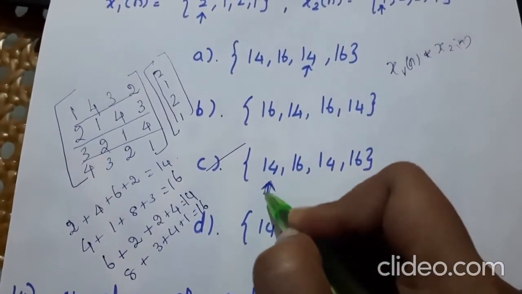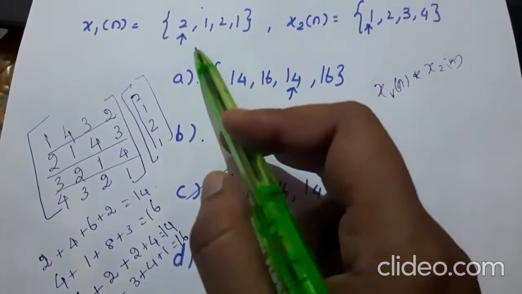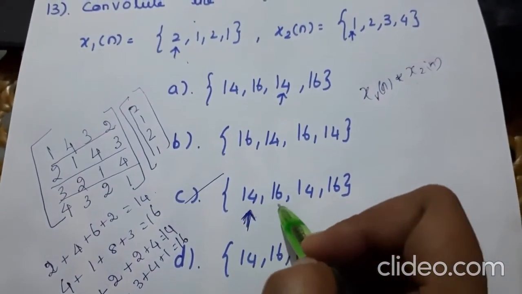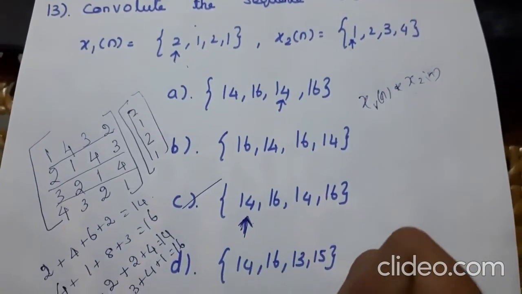Starting by this, here is 0 because both the sequences started with 0 value. So the answer also started with 0 value. So C is the answer here.